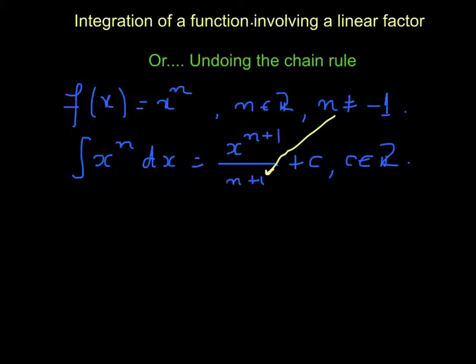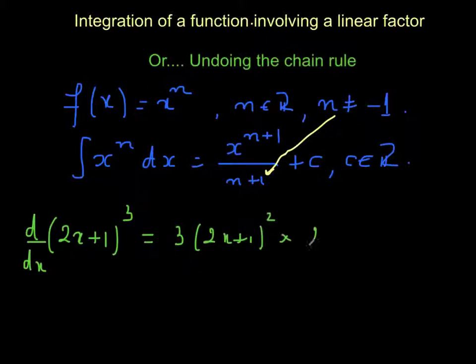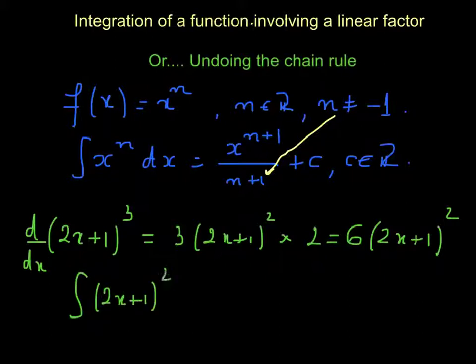What if we had to differentiate a function like 2x plus 1 to the power of 3? Remember, it was 3 times (2x plus 1) squared times the derivative of 2x plus 1. So we can write that, which is 6 times (2x plus 1) squared. So the integral of (2x plus 1) squared dx is going to be 1 over 6 times (2x plus 1) cubed plus c.